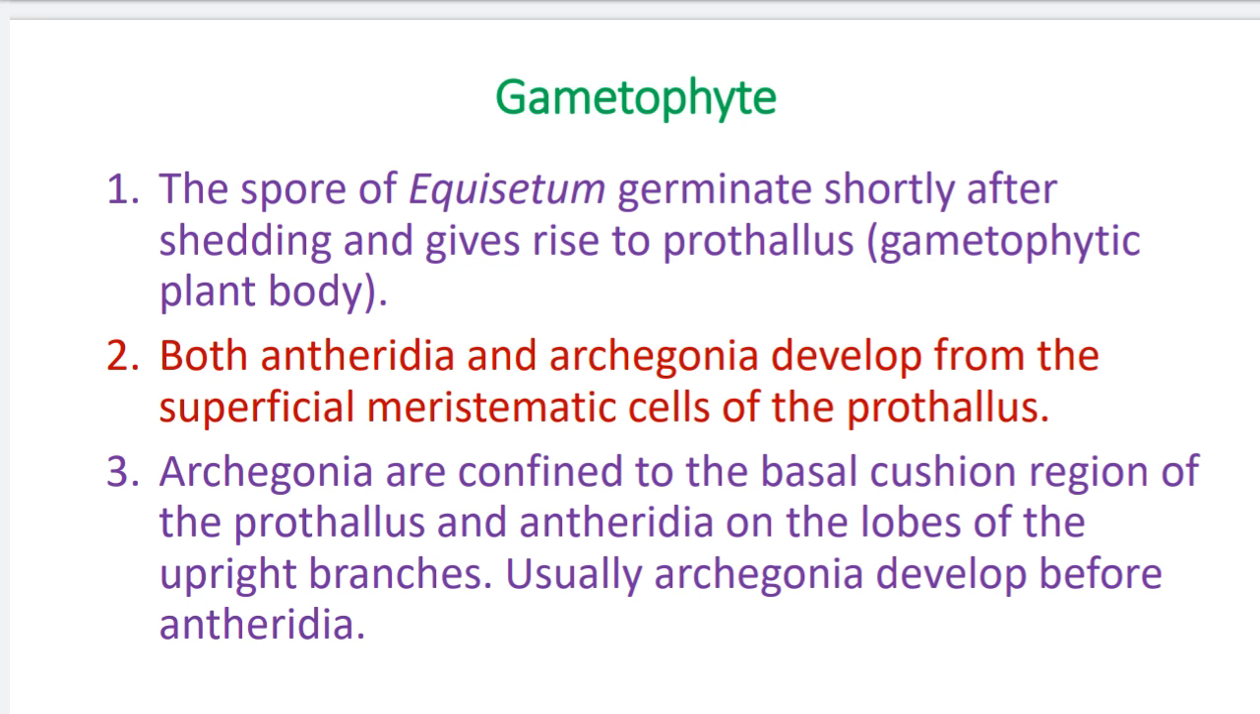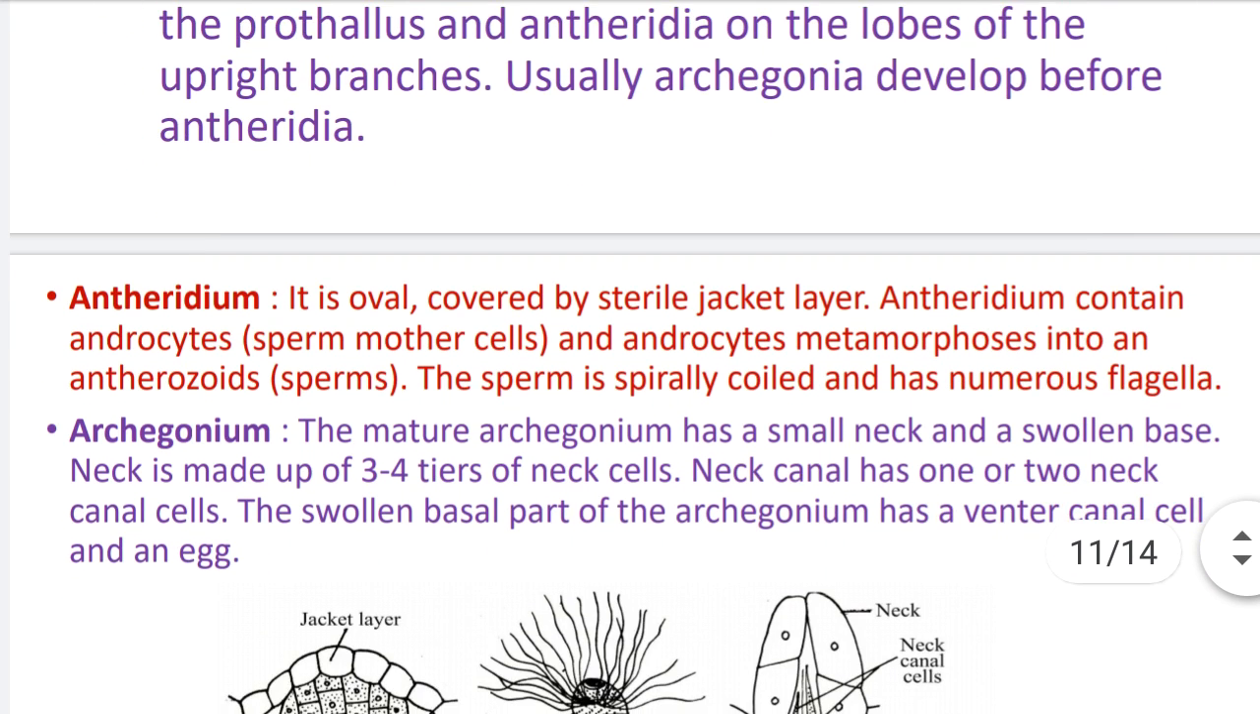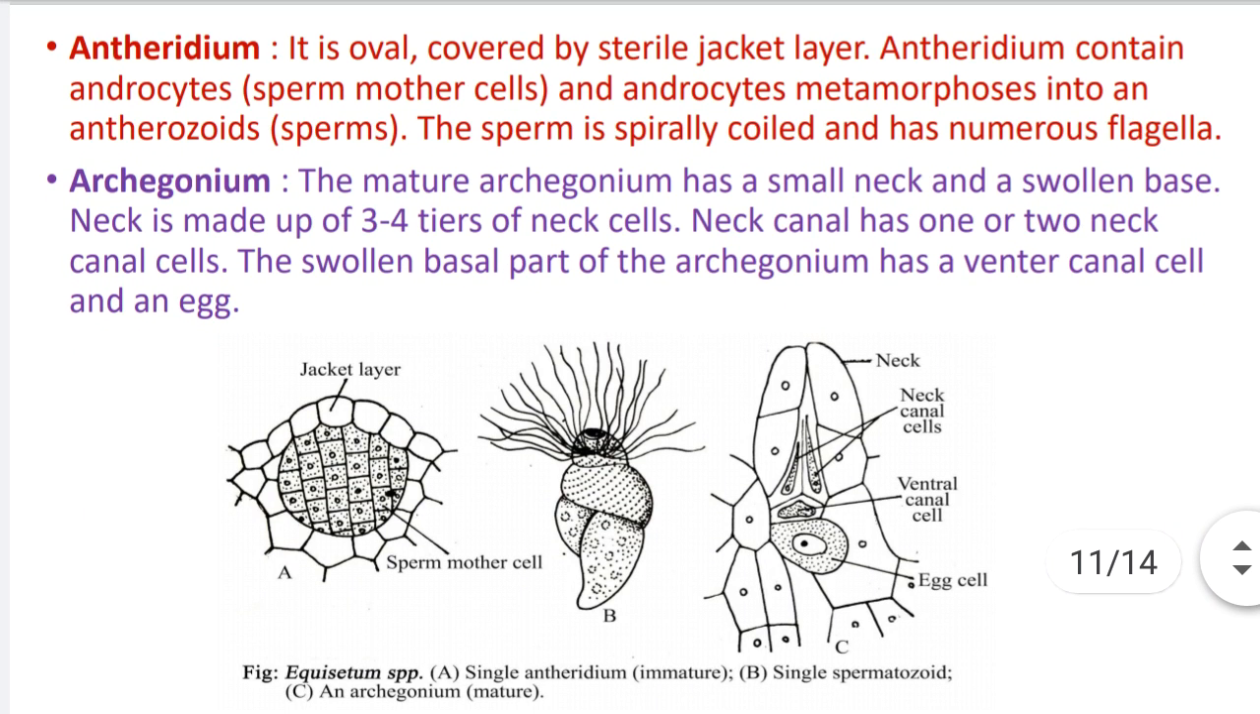Number three, archegonia are confined to the basal cushion region of the prothallus, and antheridia on the lobes of the upright branches. This is the position of antheridia and archegonia on the prothallus or gametophytic plant body. Usually, meaning generally, archegonia develop before antheridia.